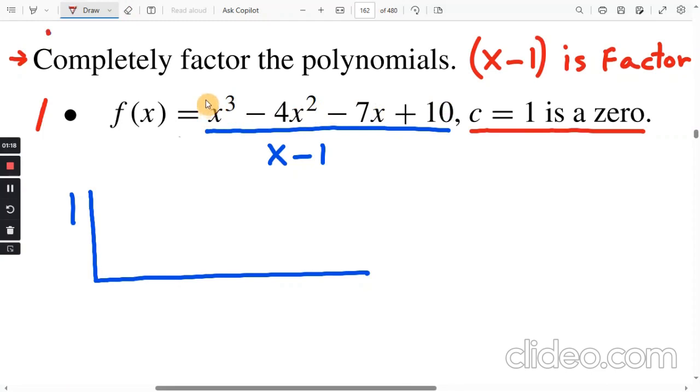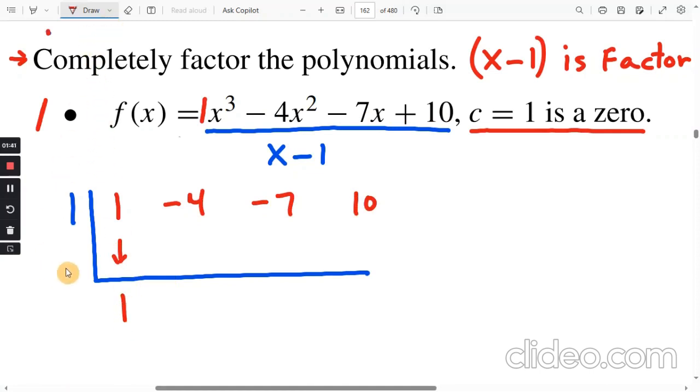The coefficient here is just a 1. So the coefficient on x to the third is just 1. Right here, the coefficient is negative 4. Right here, the coefficient is negative 7. And the last one is a positive 10. So we bring down the 1.